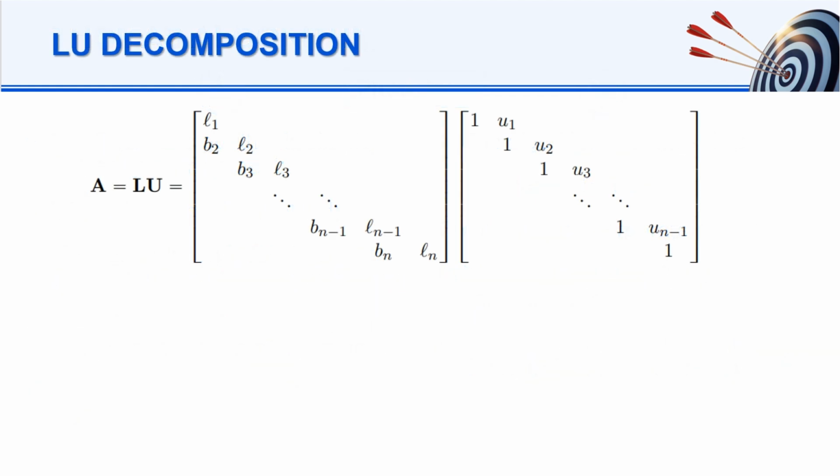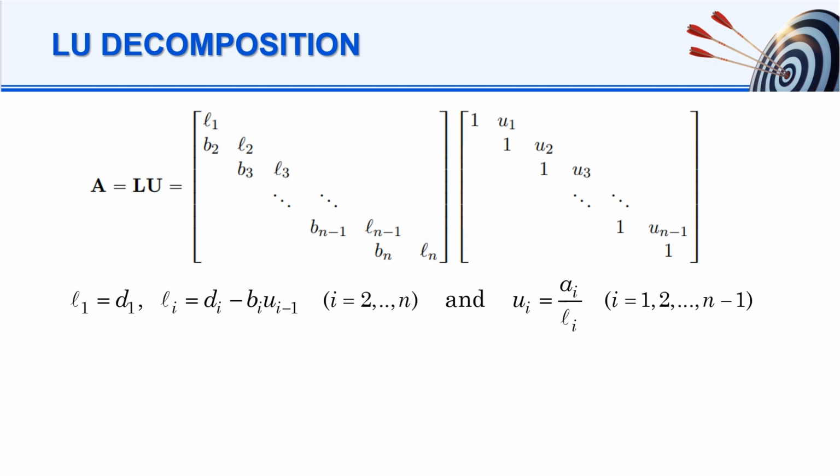The LU decomposition of a tridiagonal matrix decomposes, or factors, the matrix into the product of two matrices, a lower triangular matrix L and an upper triangular matrix U, each with two diagonals. The elements of L and U are found using the following recursive relationships.